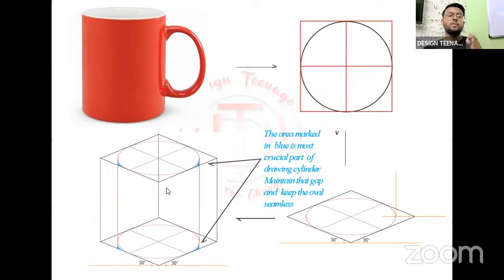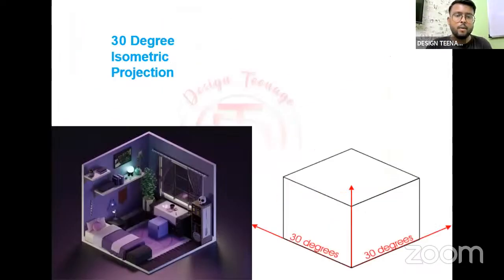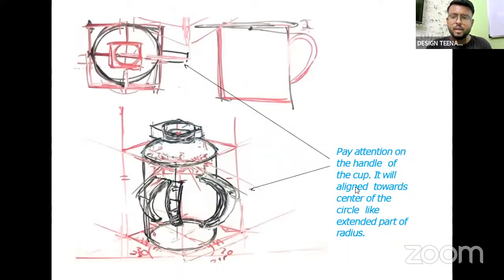So you need to know that whenever you are making an isometric composition for conical structures, it's fine where you have corners, for example, like a cuboid. But in terms of a cylinder, in terms of a cone where some part of it is cylindrical, you need to understand this very carefully. Now, moving ahead, pay attention to the handle of the cup. It will be aligned towards the center of the circle, like the extended part of the radius.